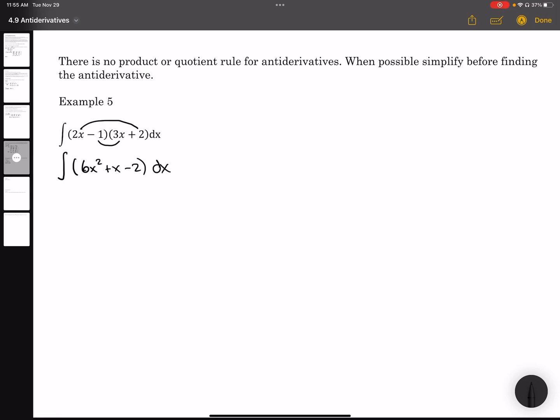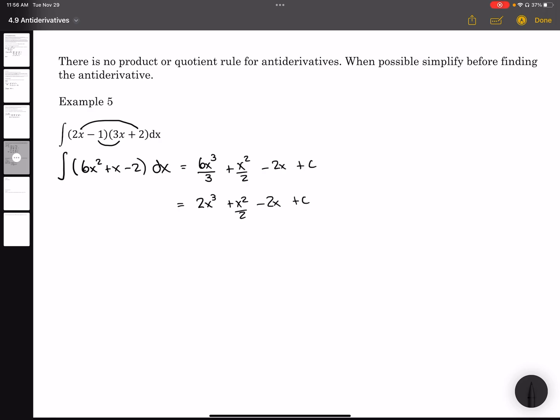So now this is in the form where we can find antiderivatives. So this is going to be 6x to the third. Let's take some shortcuts. So it's going to be 6x to the third divided by 3 plus x squared over 2 minus 2x plus c. And then when we simplify, we're going to get 2x cubed plus x squared over 2 minus 2x plus c.